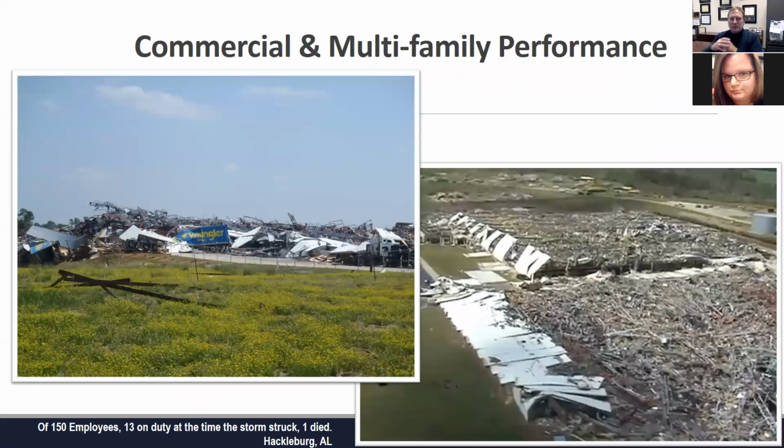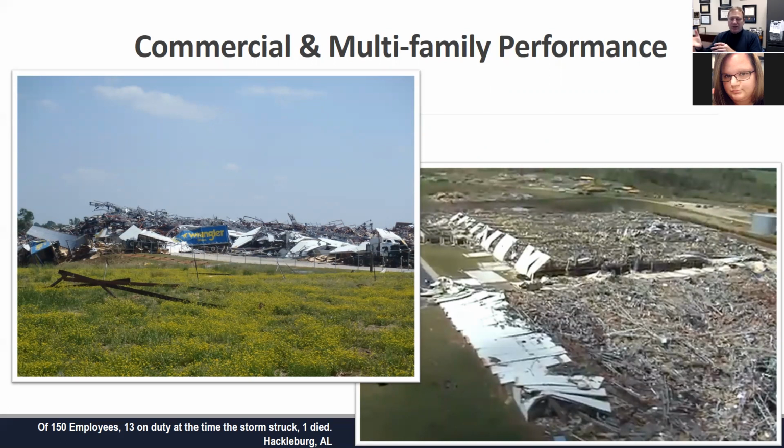So this was a Wrangler jean factory in Hackleburg, Alabama. There were 150 employees who worked in this facility. But because of the tornadoes on the ground and because of the forecast, and because they understood their building was not built to withstand that type of wind damage, the employees were told to go home. They closed the plant down and they sent everybody home.